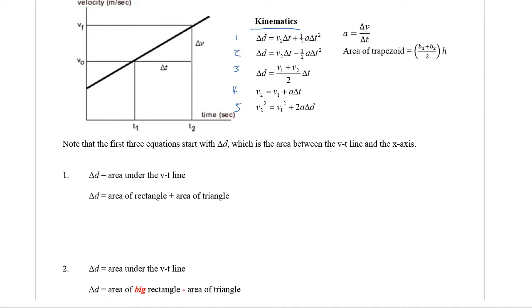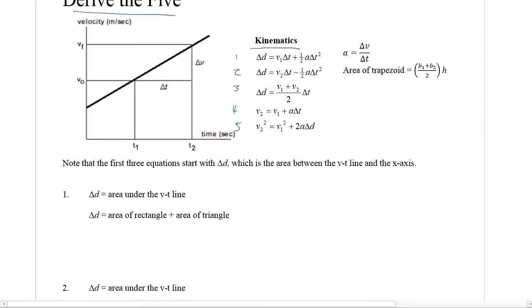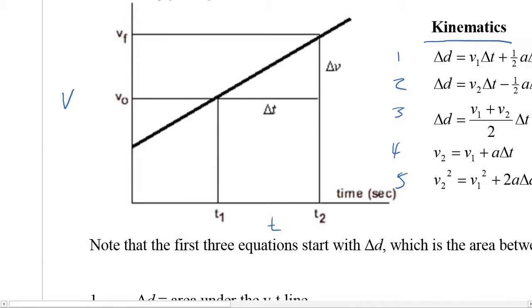So the things that you start off with, you get this generic VT graph. Okay, so this is the velocity side, this is the time side. This has VO in it. I like to say V1 and V2, so I'm just going to scribble this out and say V1 here, and then here I'll put V2 like that. But it does have T1 and T2.